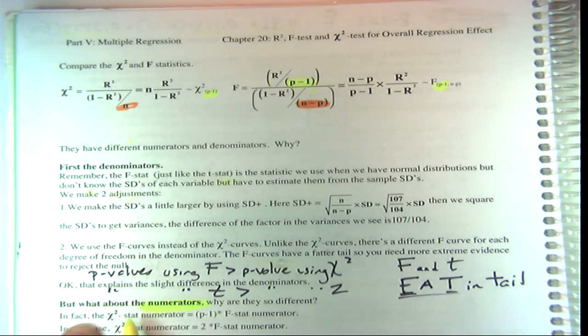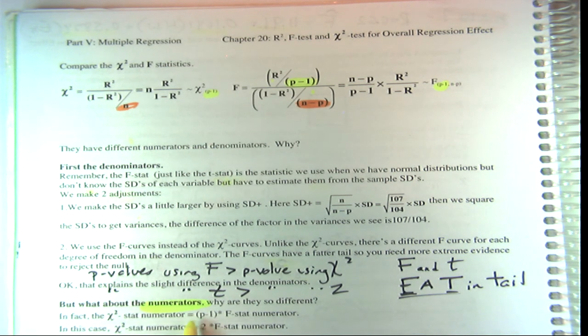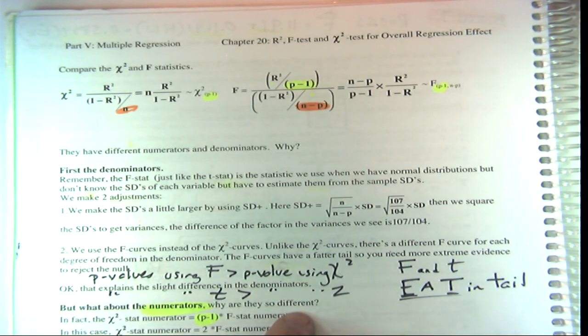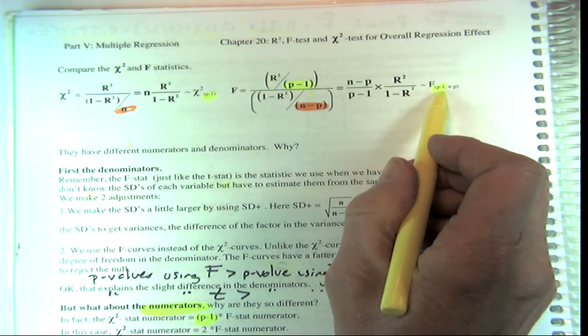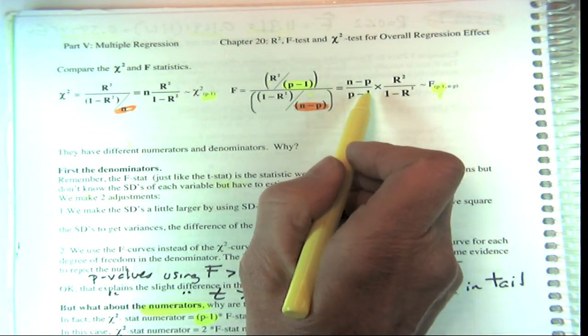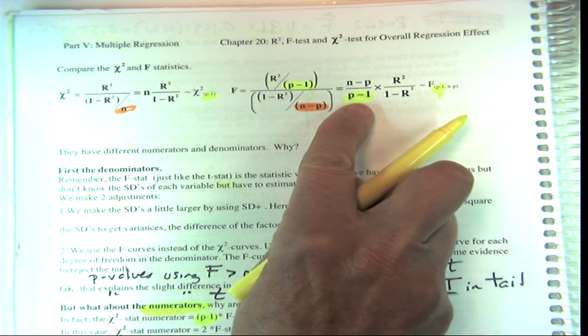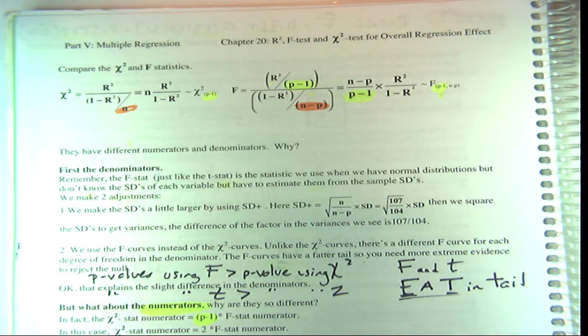The chi-square stat is, remember, centered around its degrees of freedom, so it's really its degrees of freedom times the F-stat numerator, p minus 1 times that. In this case, it's going to be 2, because it was 2 degrees of freedom. And that's because, watch, we're dividing the F by that. So multiply it by p minus 1, and you'll get your chi-squared.